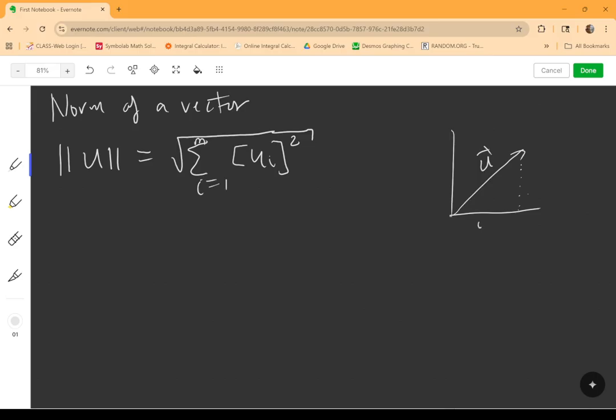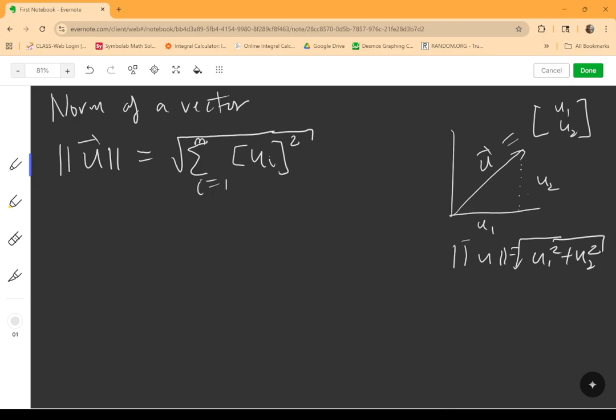Now in R2 and R3, this is our standard Pythagorean distance, right? If the vector u consisted of u1, u2, then the norm of u, or the length of u, would be the square root of the sum of the squares of its components, u1 squared plus u2 squared, where u1, u2 are the real value components of the vector u.